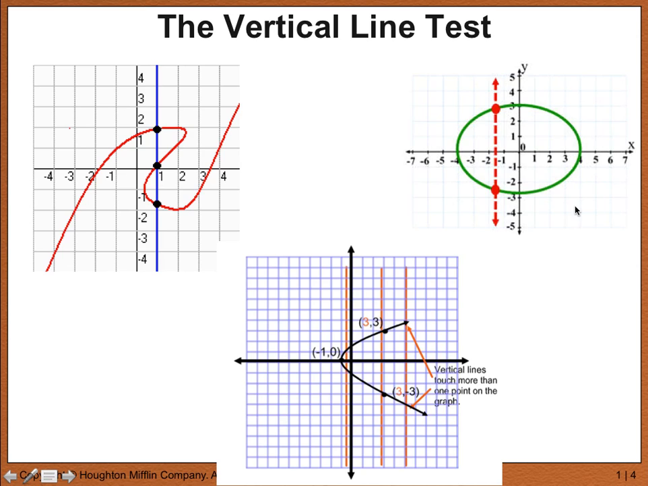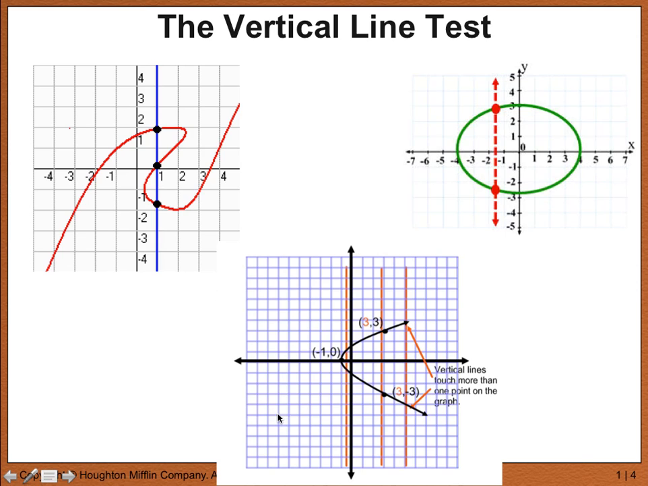This next example that I'm circling now, this green curve, is an ellipse. You saw those in chapter 10. Well, ellipses are not functions. They are relations, but they are not functions. They do not pass the vertical line test.